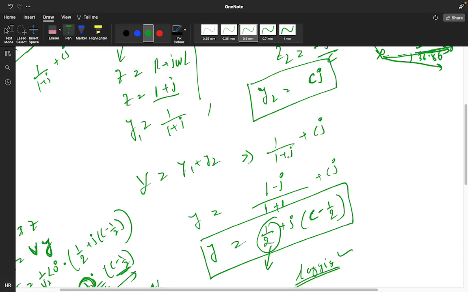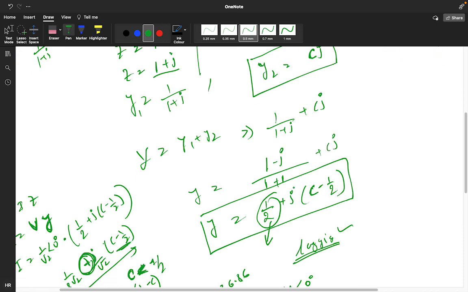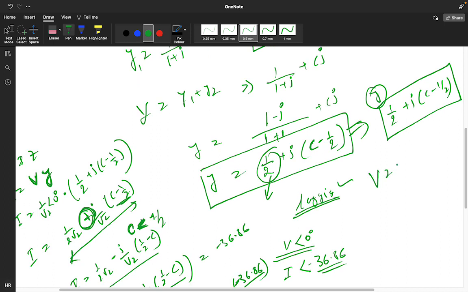So minus j square will become 1, so 1 minus j by 2. If you do the real part and imaginary part sides, you will get 1 by 2 plus j into c minus 1 by 2. You got the value of Y. Now what I am telling, V is equal to I into Z, so I is equal to V by Z. So I is equal to VY.